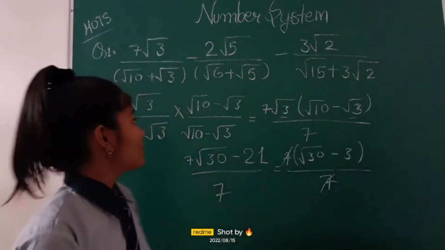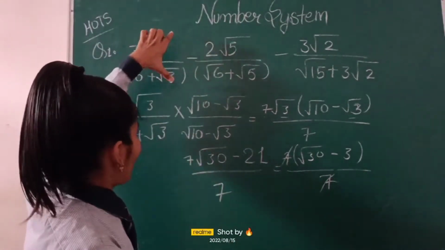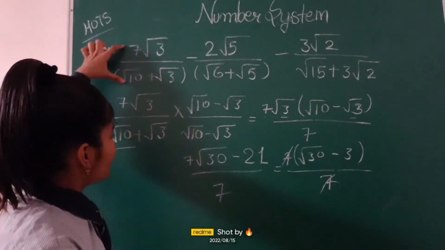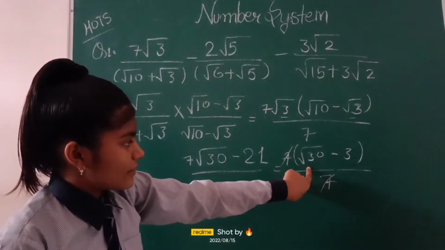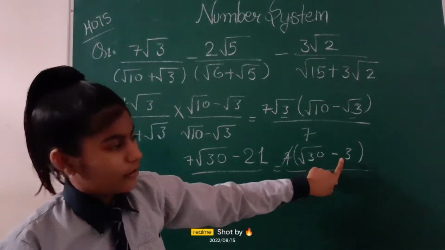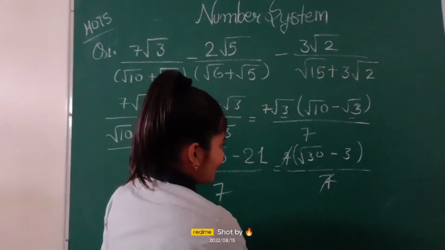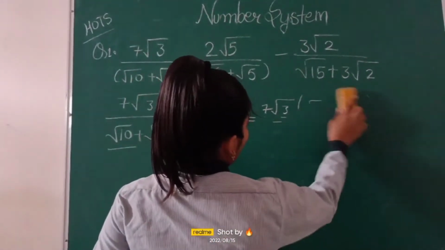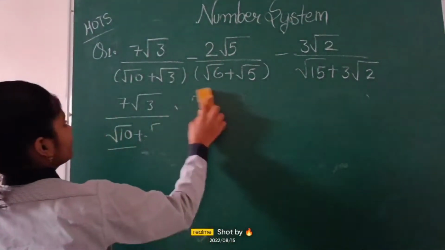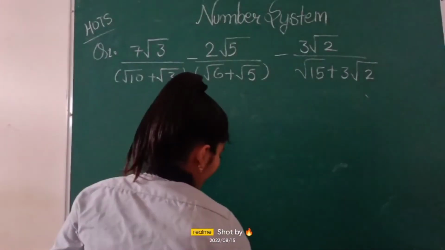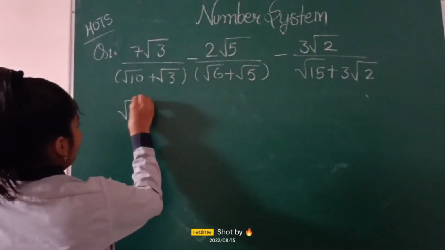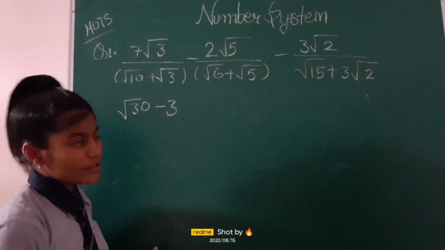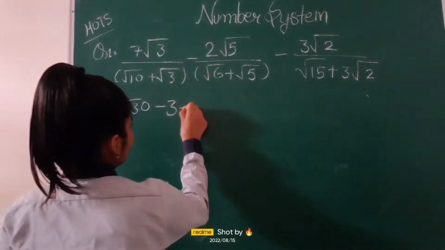Now you saw this long term can be simplified in this manner. We had just solved this part only. So this is under root 30 minus 3 only. Let's remember this term, under root 30 minus 3. We will rub all these things because space is less. Here we got under root 30 minus 3. Alright. Now try to solve the next term.